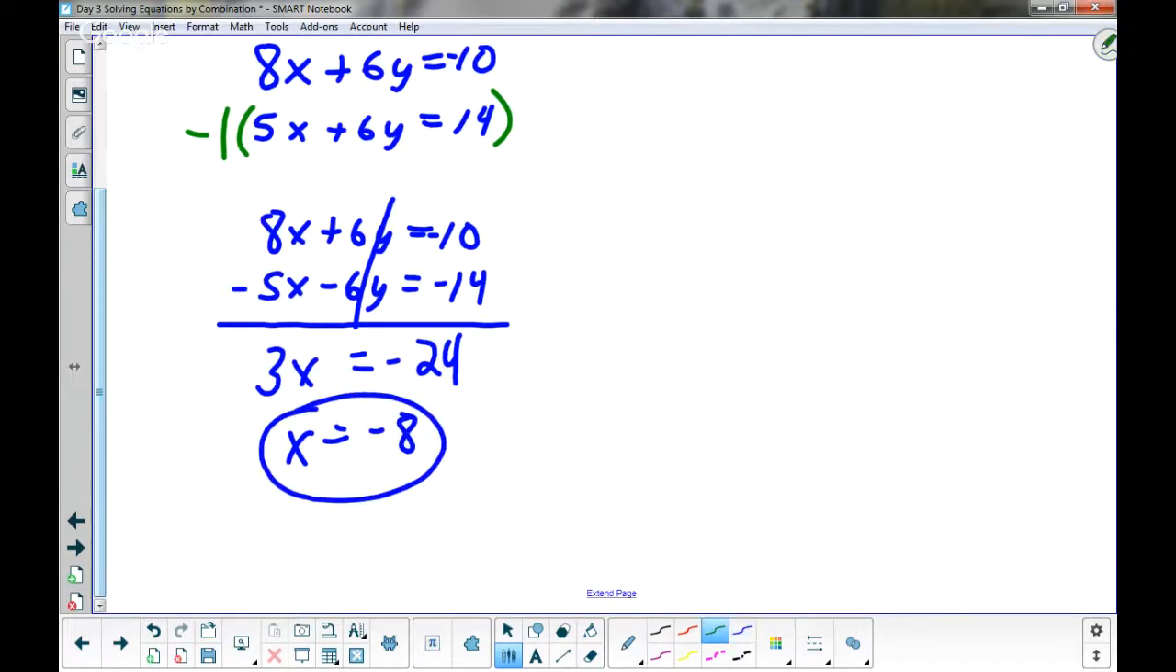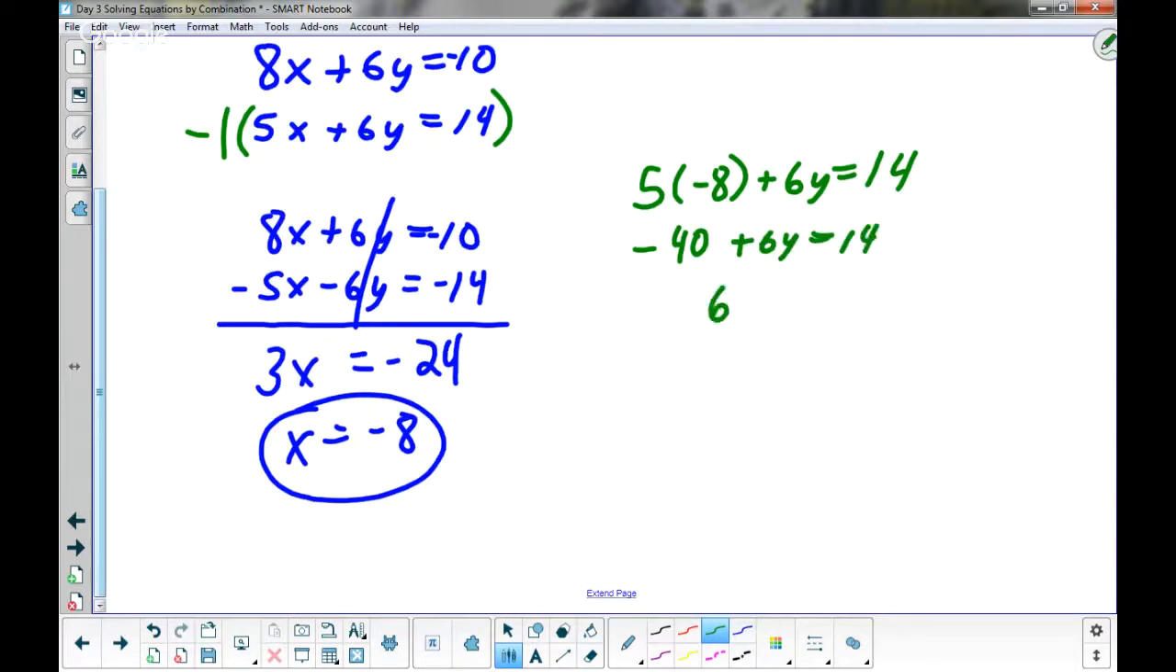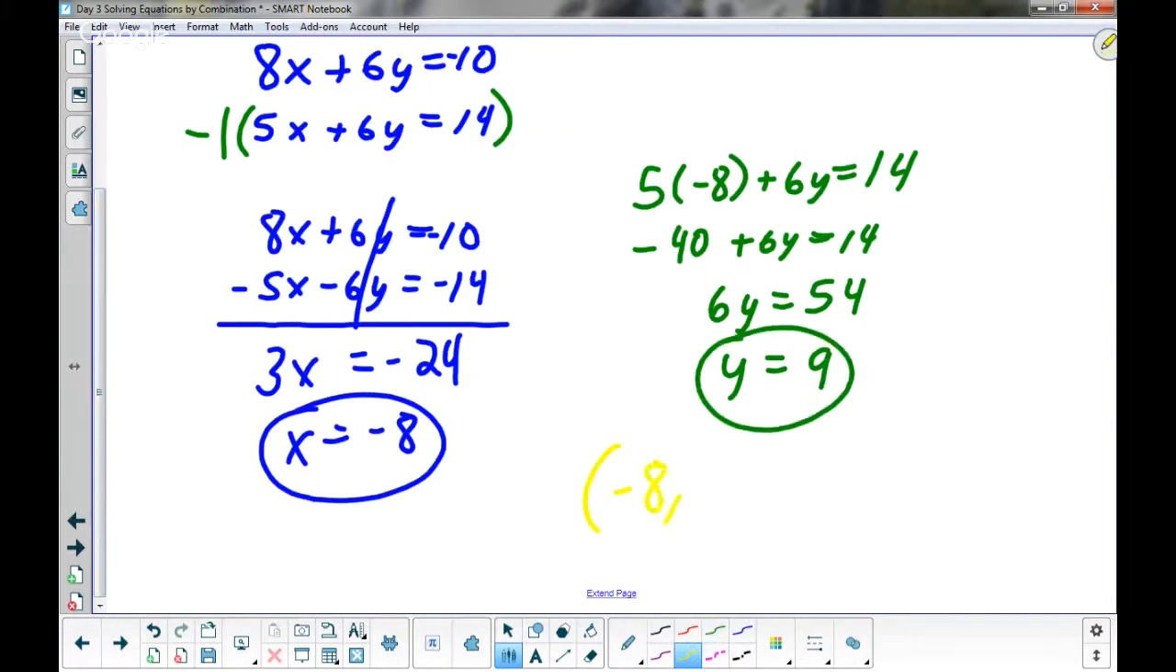And then, of course, now we just take that and plug it back into either of the originals. Let's plug it back into the second one. 5 times -8 plus 6y equals 14. -40 plus 6y equals 14. 6y equals 54. So y equals 9 at this point. So again, -8, comma 9.